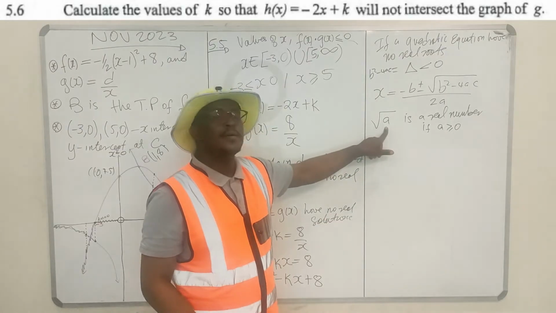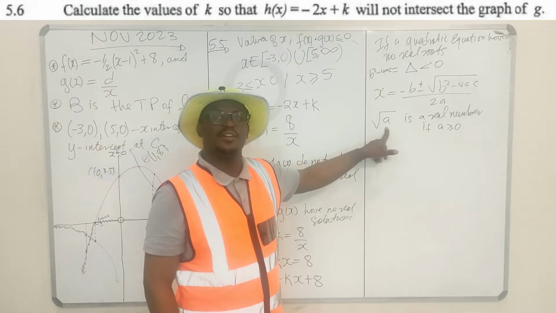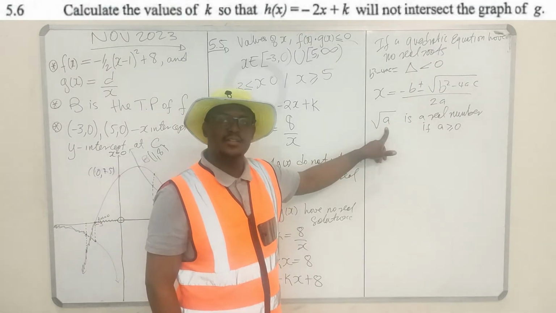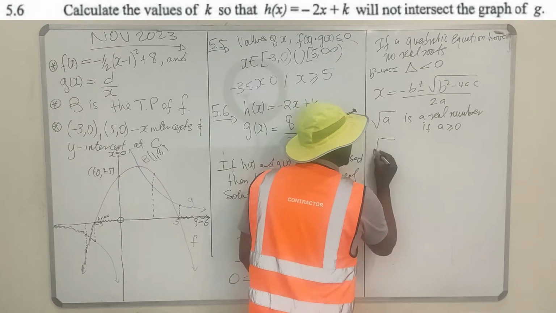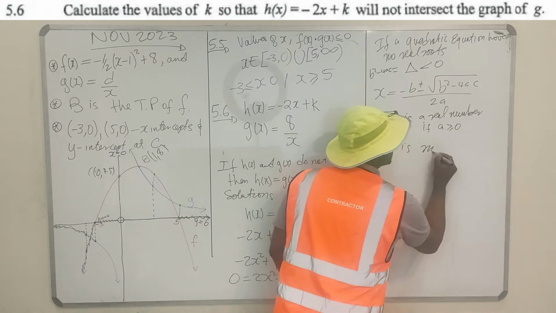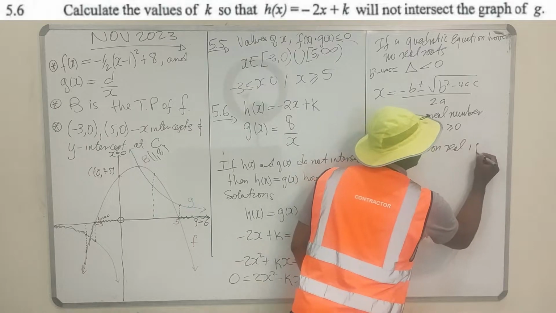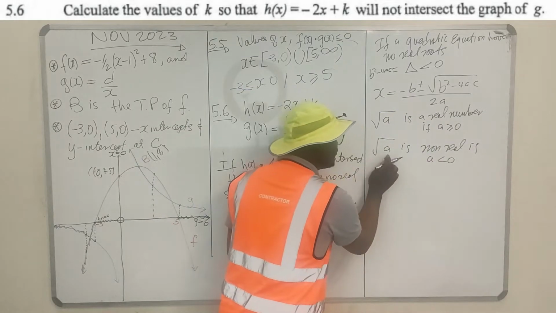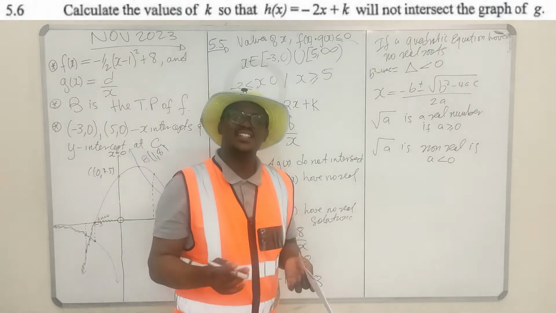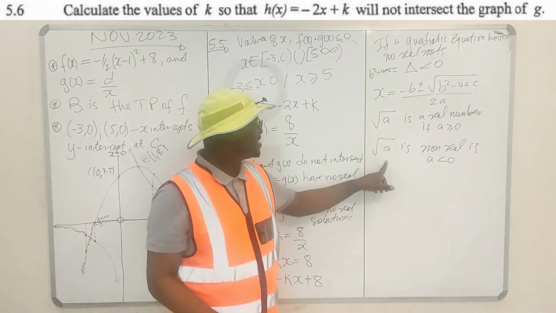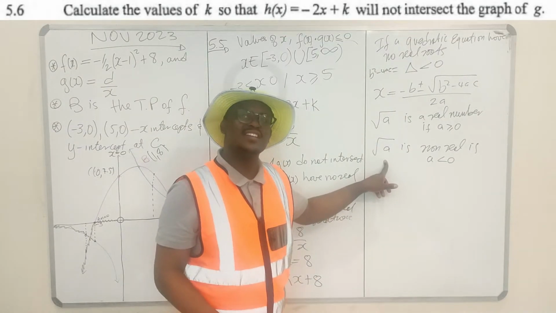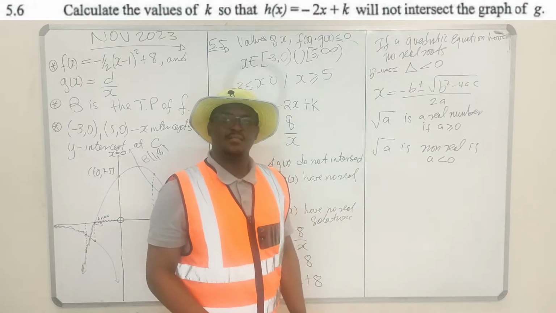Which means if this a here is a non-negative number, then this square root will be defined if a is non-negative. But if the square root of a is non-real, if your a is less than 0, which means a negative number like negative 2, the square root of negative 2 is undefined. Right? So now you have a non-real number there.